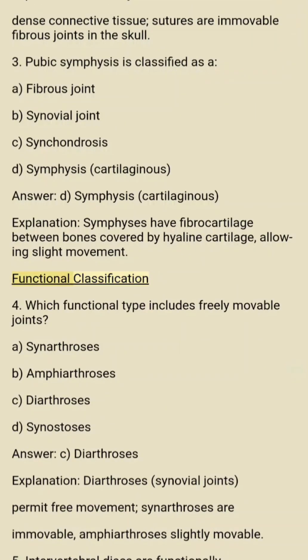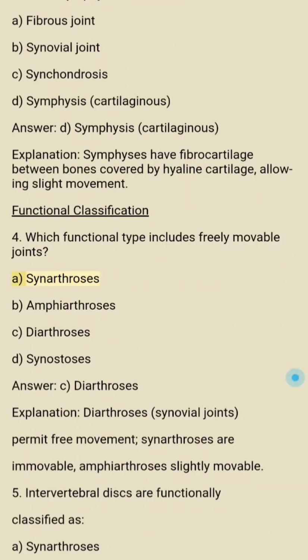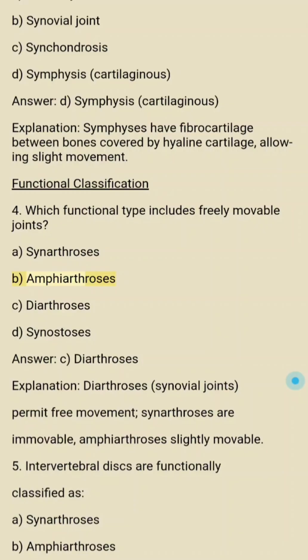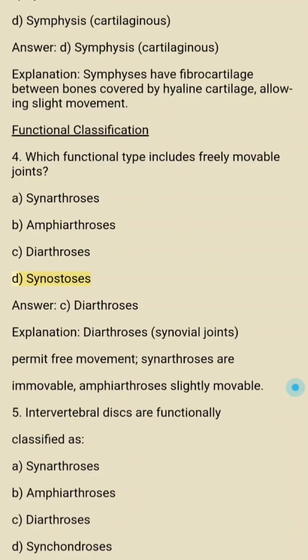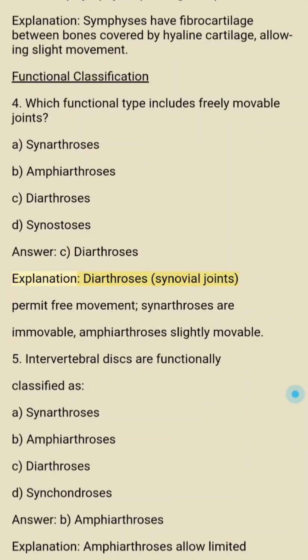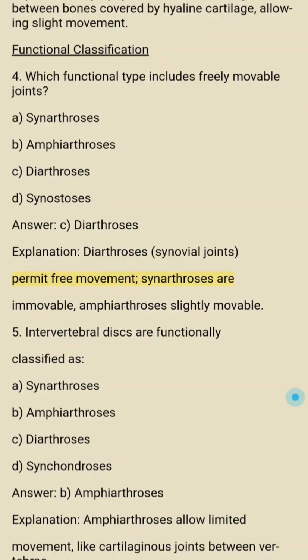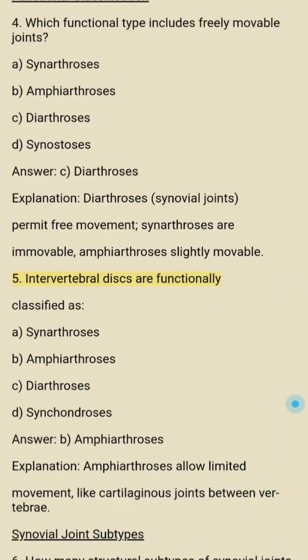Functional classification. 4. Which functional type includes freely movable joints? A. Synarthroses. B. Amphiarthroses. C. Diarthroses. D. Synostoses. Answer. C. Diarthroses. Explanation. Diarthroses, synovial joints, permit free movement. Synarthroses are immovable. Amphiarthroses slightly movable.